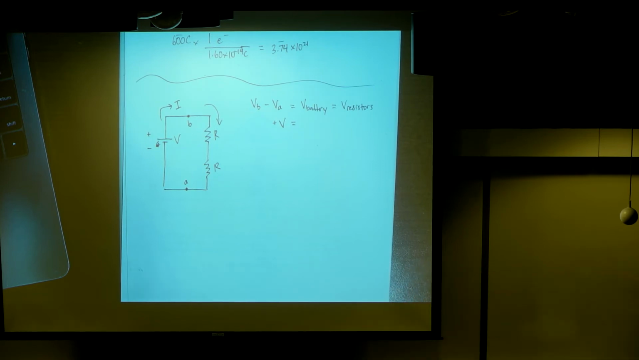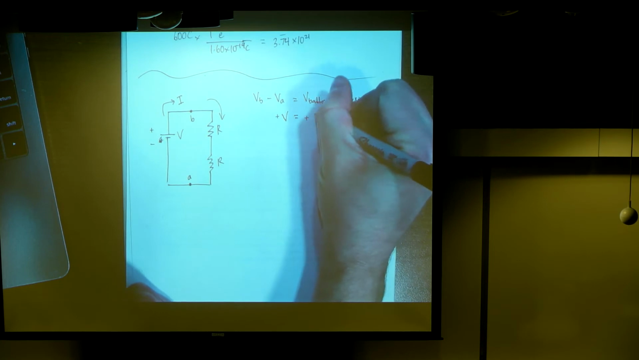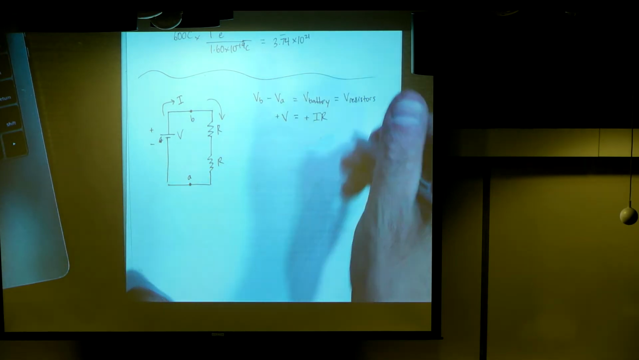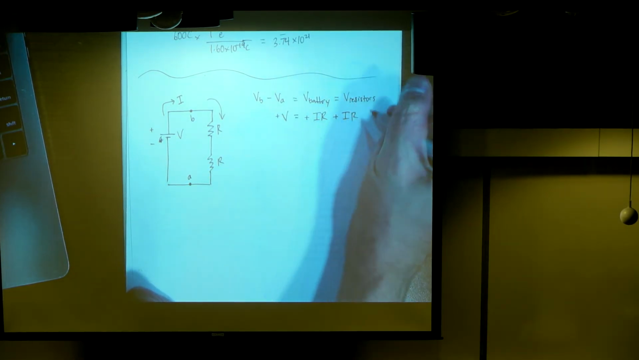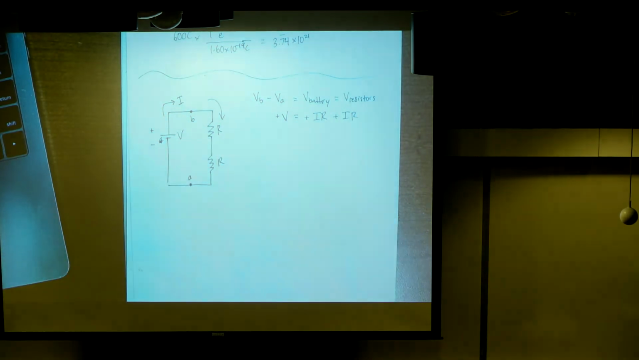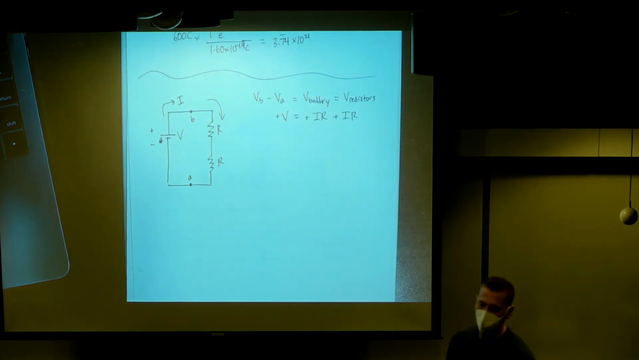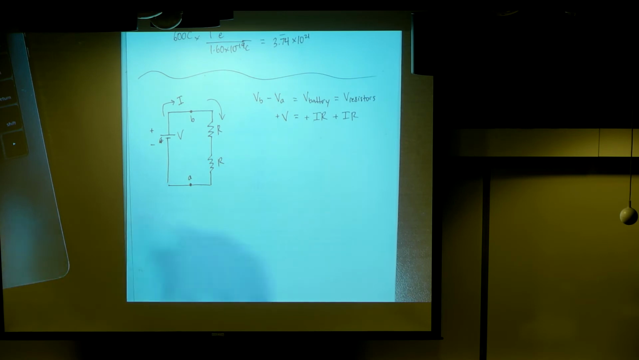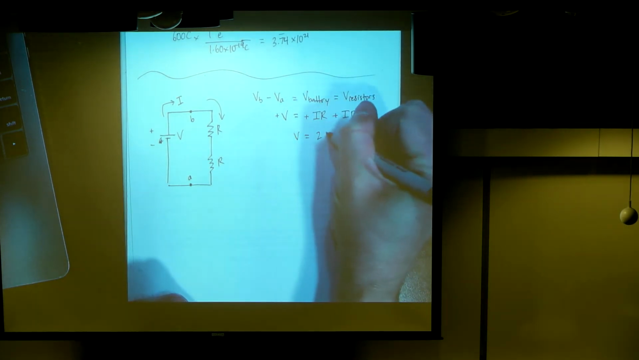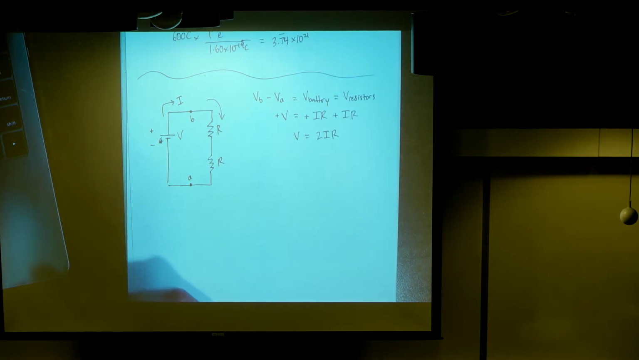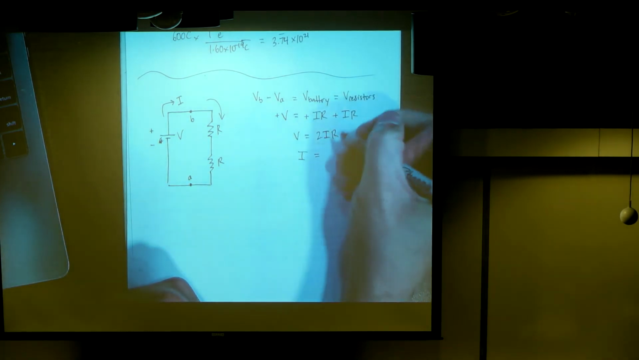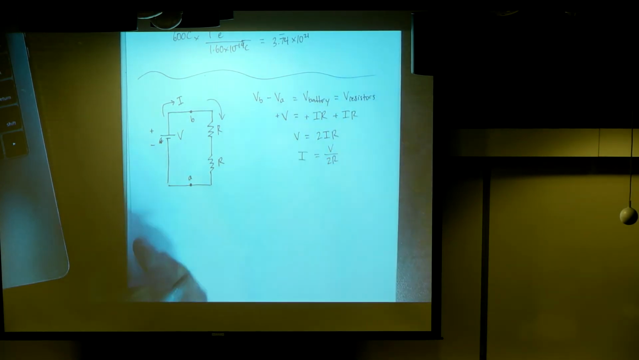Positive, right? I'm going against the current, so we have positive I times R going across the first resistor, and then positive I times R going across the second resistor. Remember, for resistors, that describes the voltage across each one of them, V equals IR. But since we have 2 of those, we add those 2 together. So this gives us V equals 2IR. In this case, I want to know what the current I is equal to. So that's V over 2R.